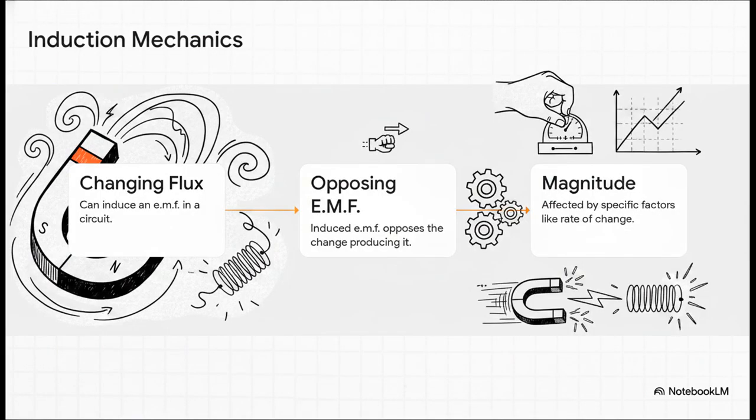So, there are 3 chronological mechanics to induction. First, a changing magnetic flux induces an electromotive force, or EMF. Second, this induced EMF naturally opposes the change that created it. And third, specific factors like the speed of the changing flux directly affect the magnitude of that EMF. Basically, moving a magnet near a wire quite literally forces electricity to flow.